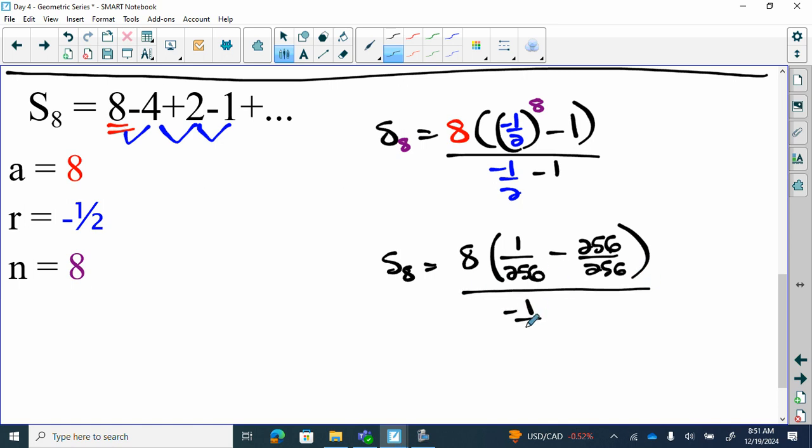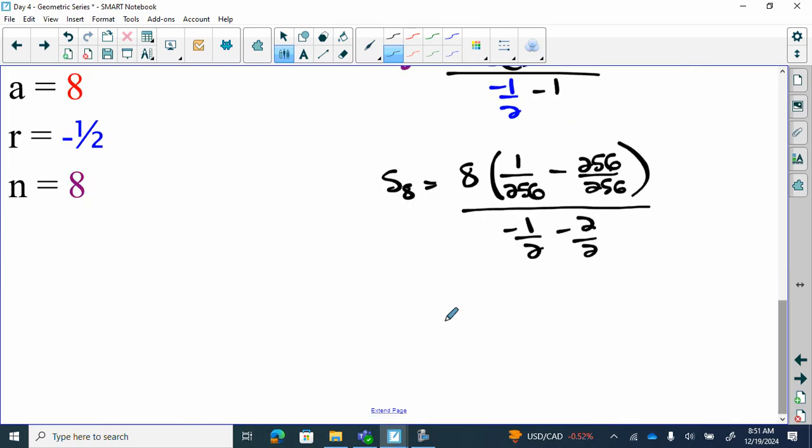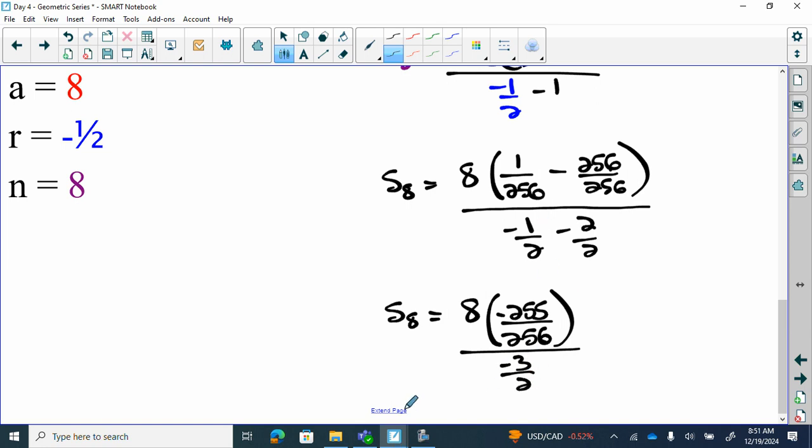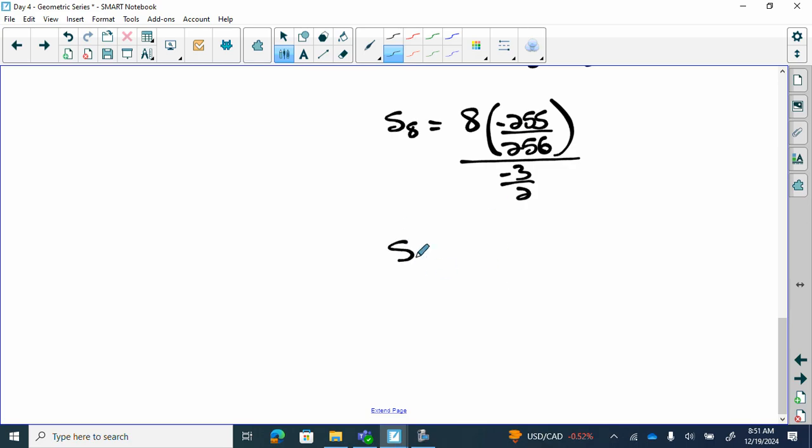And on the bottom, I'm going to write negative 1/2 minus 2 over 2. 1 whole would be 256 over 256. It would also be 2 over 2. Remember, in order to subtract fractions, you have to find a common denominator. This is going to be 8 times negative 255 over 256. And I'm going to divide by, what's negative 3 over 2? Wicked. How do you divide by a fraction?